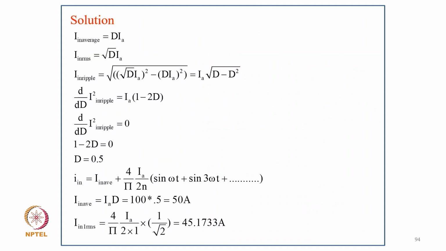So I in average is D IA, and I in RMS under root D IA. So the input ripple is under root in bracket, under root D IA square minus D IA square. So that becomes IA under root D minus D square. Taking the derivative of this ripple square, it becomes 2 minus D. Then it becomes D equal to 0.5, and I in is 4 upon pi IA, 2 pi n sin omega t plus sin 3 omega t, and I in average is 100 into 0.5, that is 50 ampere, and I in RMS, putting the value, comes 40.1733 ampere.